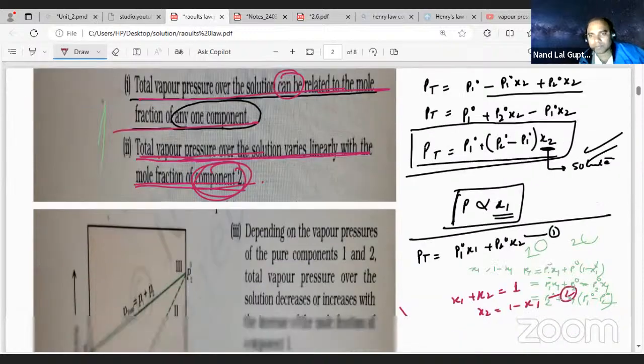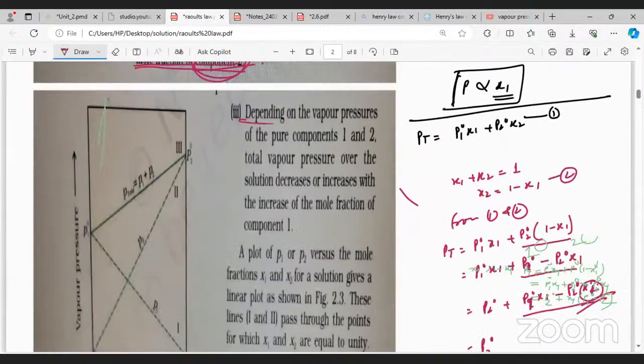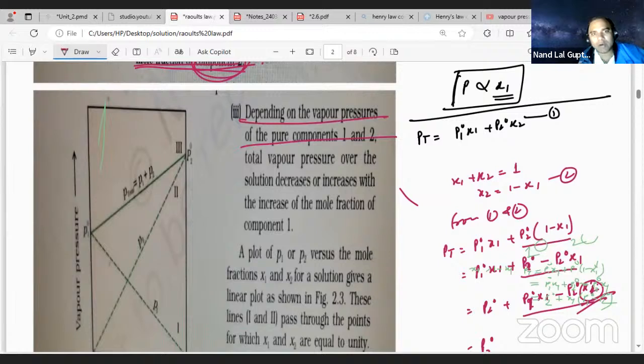Now, see here. Depending on the vapor pressure of the pure components 1 and 2, the total vapor pressure over the solution decreases or increases with increase of the mole fraction of component 1. Mole fraction increasing means vapor pressure is increasing; mole fraction decreasing means vapor pressure is decreasing.